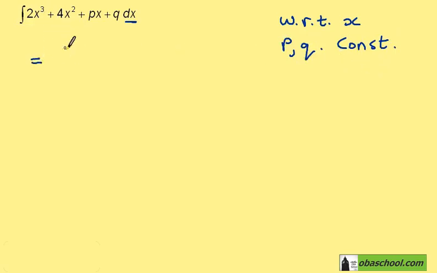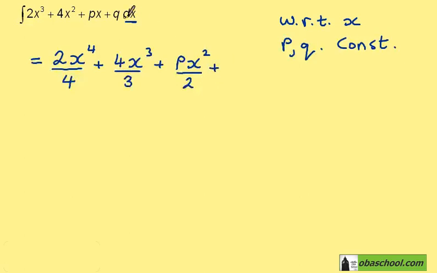So if we integrate 2x cubed, we get 2x to the 4, increasing the power by 1, divide by the new power. Write down the 4, increase the power by 1, and divide by the new power. For the p, write down the p, increase the power of x by 1, and divide by the new power. And for the q, it's a constant, and we've seen before that constants just go to the constant times x, so this will be qx plus a constant.